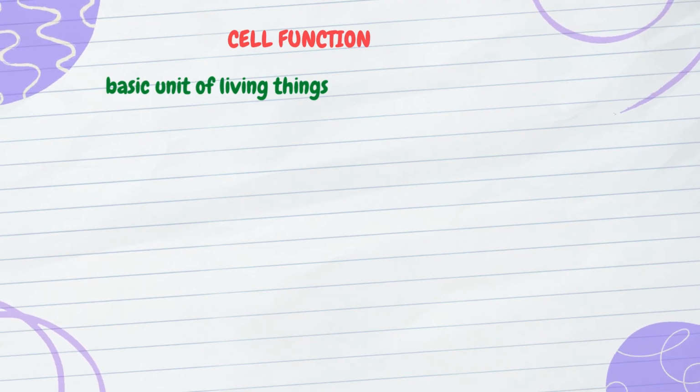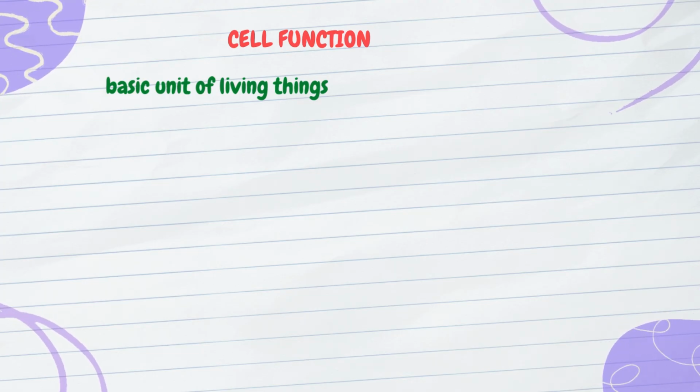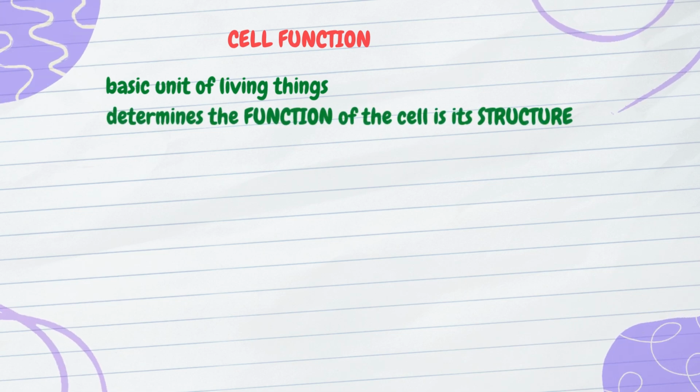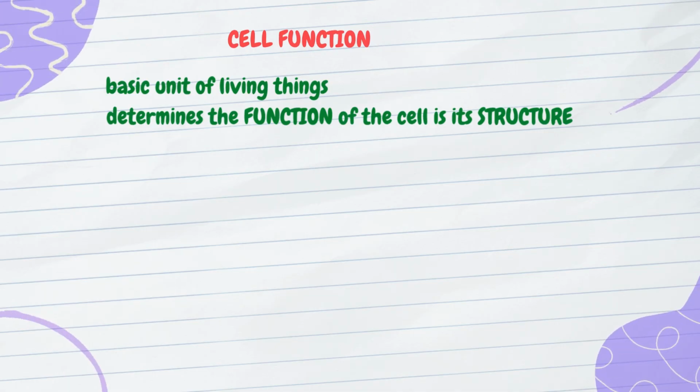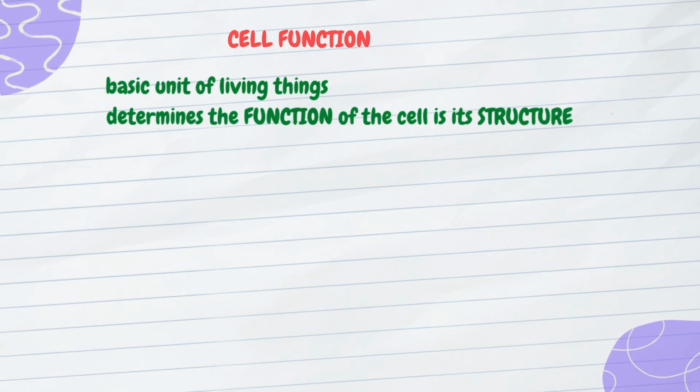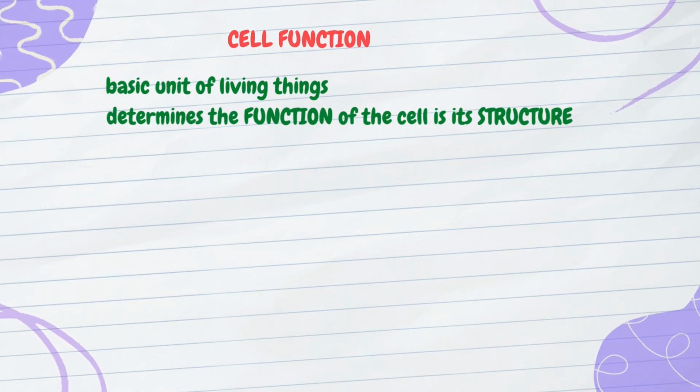There is a high correlation between the structure and the function of the cell. Therefore, what determines the function of the cell is its structure. If a cell's structure changes, its function gets affected. Let's examine some cells and see how their structure determines their function.